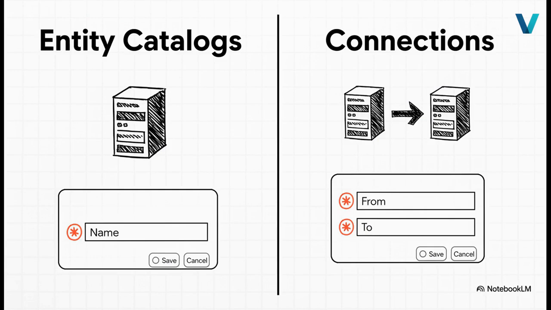Easy as that. Now here's one key difference you've got to remember. For an entity catalog, like a list of your applications, the name field is absolutely required. But for a connection catalog, the most important thing is defining that relationship. So you have to fill out the from and to fields. That's the whole point of a connection, right?